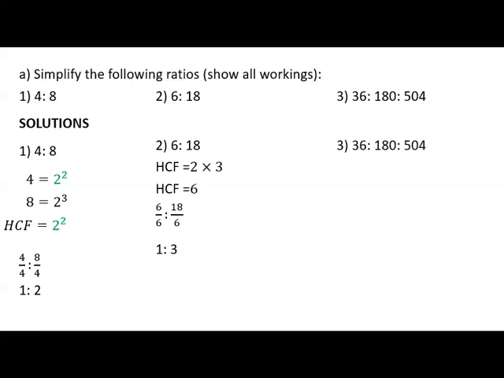What is the highest common factor of these? Remember how to find the highest common factor. You prime factorize 36, prime factorize 180, prime factorize 504. And then you look for the common base, and only a common base with the lowest exponent will be part of your HCF, and you just multiply them out, and that will be 2 squared times 3 squared, which is 36. So you will take all the parts and divide them by 36, and that will be 1:5:14.